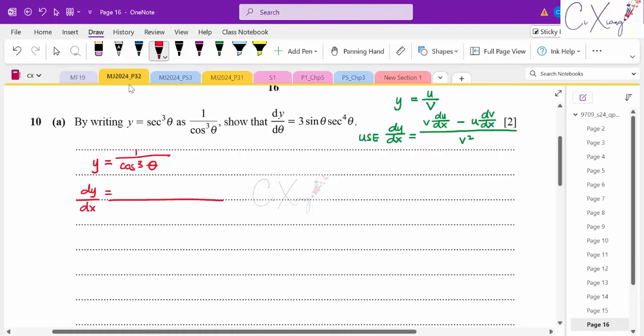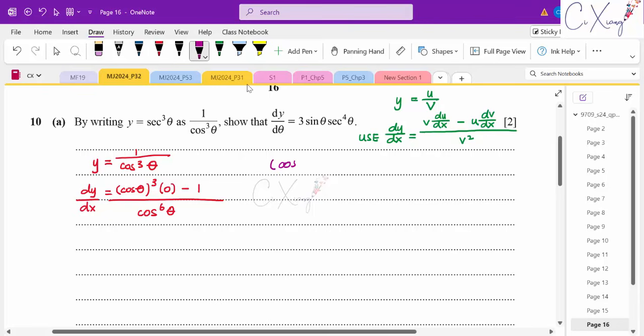So v squared means I have to square the cos power 3, so it will become cos power 6. You square the cos. Then copy the cos power 3 theta and differentiate the thing on top. Differentiate a 1, you get 0. Then minus, now you copy the 1 and differentiate the cos power 3 theta.